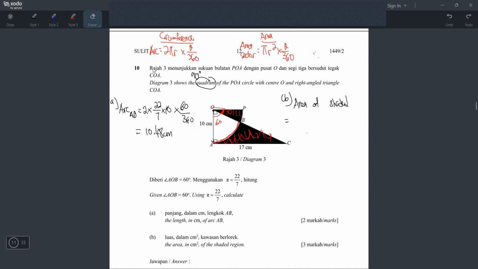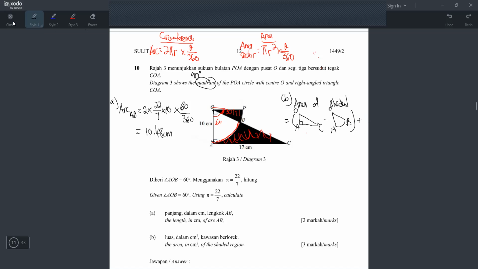So actually, when we tak tahu this shape, we have to take something minus something. So to find this shape, you have to take the big triangle minus the small sector. That's the only way. So first, this is my plan. First, I'll get the area of triangle OAC. I'll get the area of this triangle minus the area of sector, which is OAB. And then baru plus dengan the small sector.